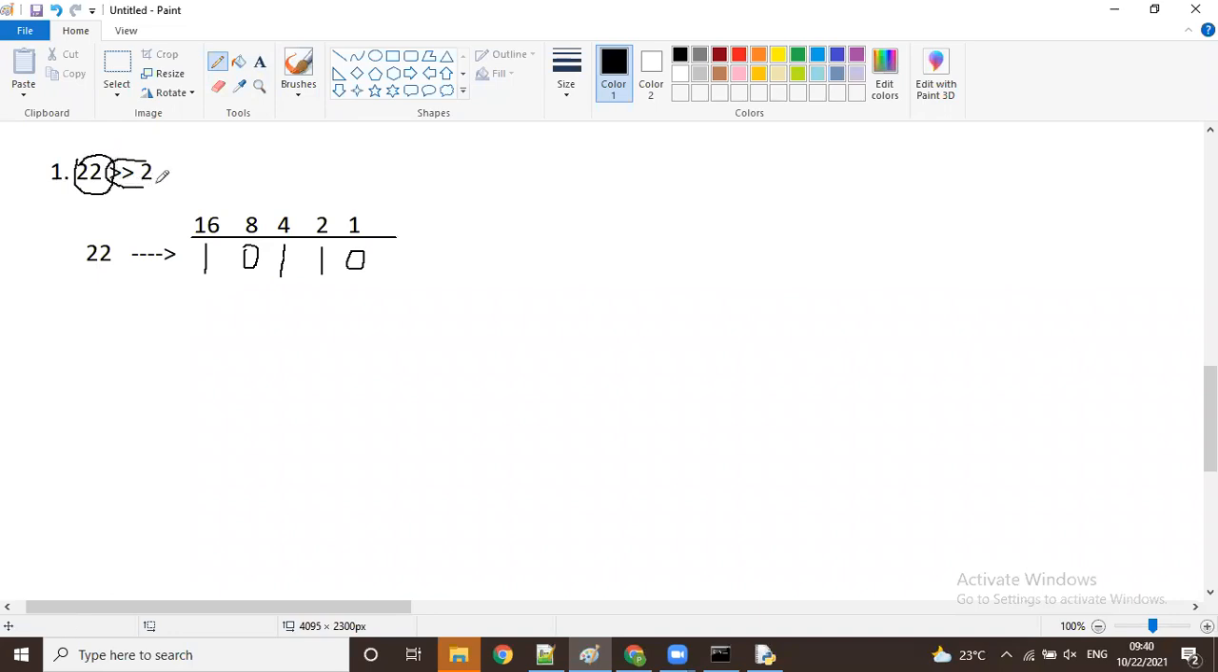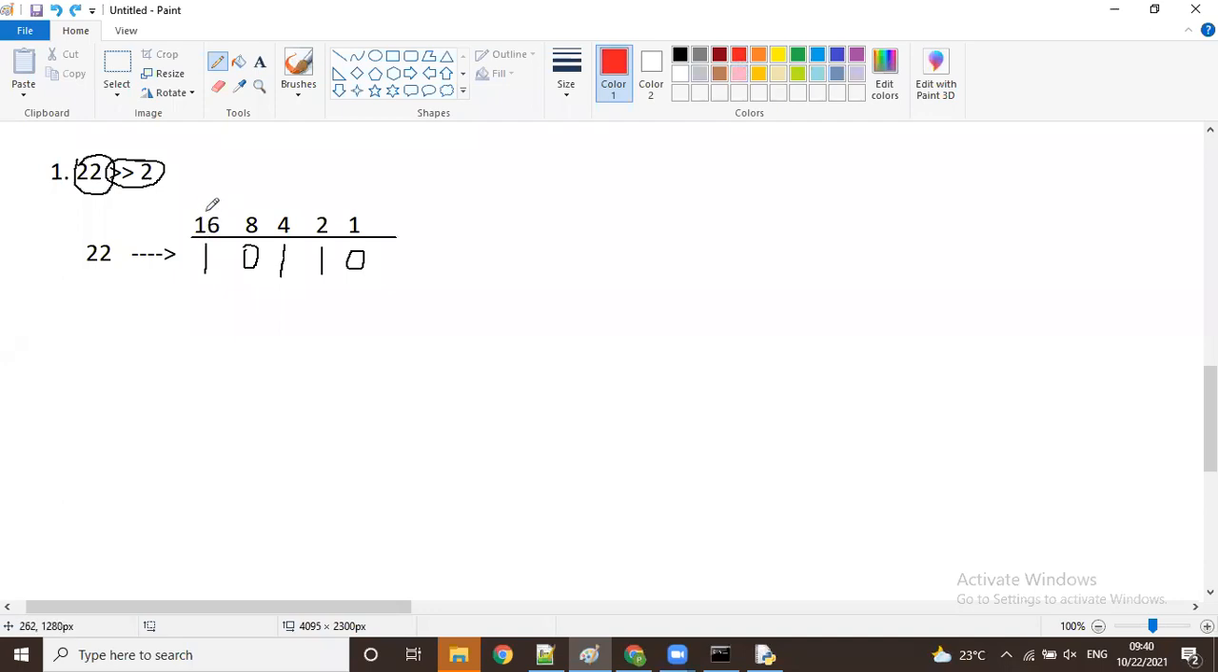Now right shift by 2 is there. That means each value moves 2 places to the right side. That's all, guys. Now all of you observe very clearly.